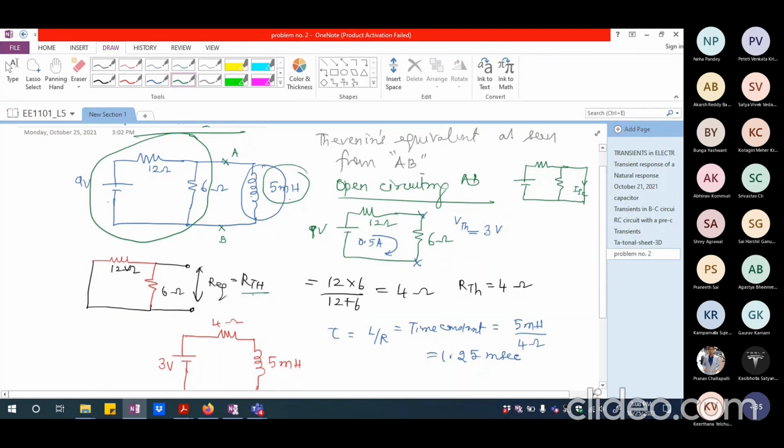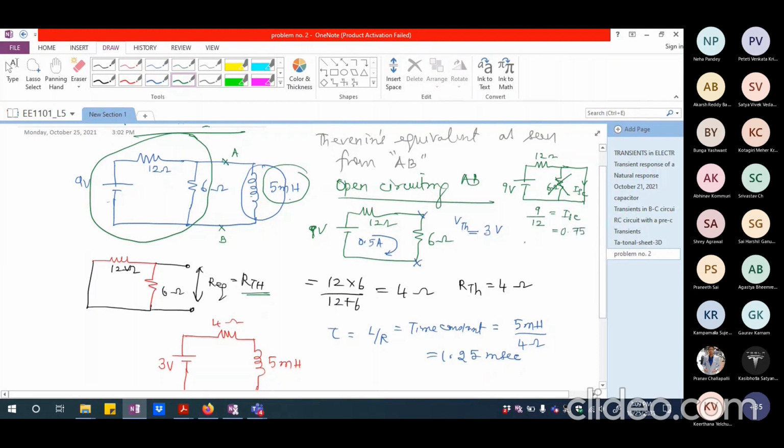If I didn't want to calculate R Thevenin this way, I could have calculated the short circuit current. How will I calculate it? This is 9 volts, this is 12 ohm, and this is 6 ohm. But because the short circuit is in parallel with the 6 ohm, it has to be ignored completely. So I have 9 divided by 12, which is going to be the short circuit current. How much is it? 9 divided by 12 is 3 by 4, 0.75.